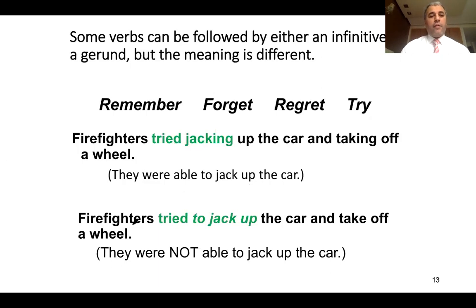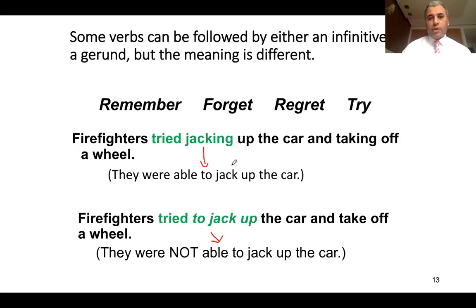Next example, firefighters try to jack up the car and take off a wheel. Okay, take off the wheel. Now here, the meaning is that they were not able to jack up the car. They were not able to jack up the car. So when you use an infinitive, this is the meaning that you have. When you use a gerund, this is the meaning that you have. And these are two different meanings. So you need to be careful about what type of meaning you have, okay?